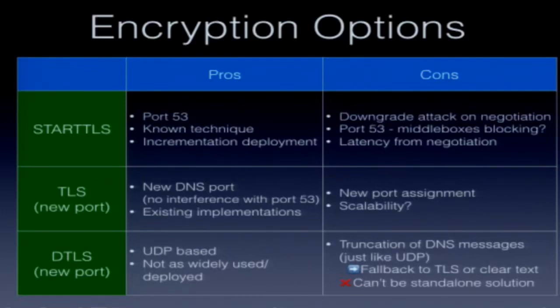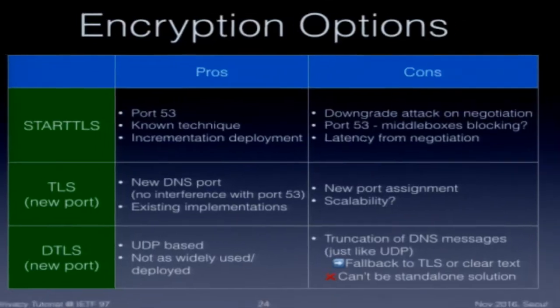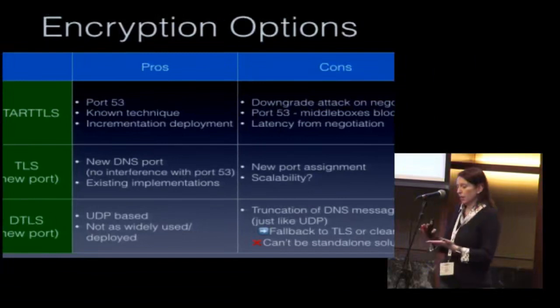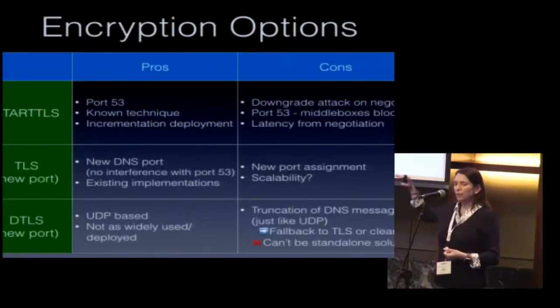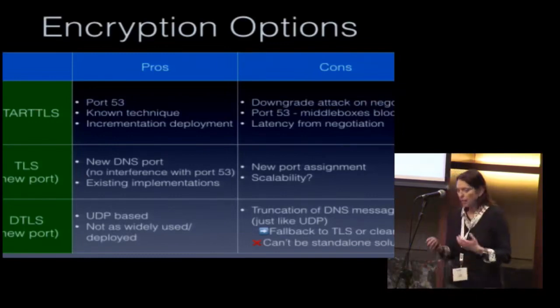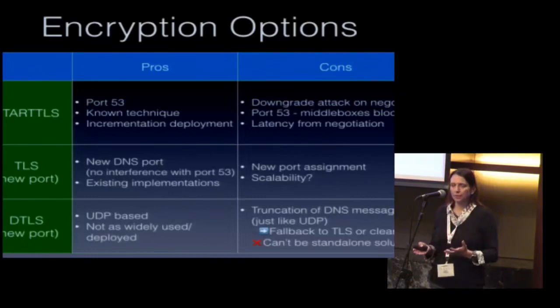So discussion moved on to looking at doing TLS or DTLS over a brand new port, if we could get one. Now, if we could, TLS is a very well-known technology. There's a lot of implementations. It's quite widely deployed, so that was attractive. There were some concerns about scalability of it if you try and use it within the DNS. And then in some ways you might want to look at DTLS and say, well, isn't that a more natural solution for DNS because it's UDP-based? And initially you might think that.